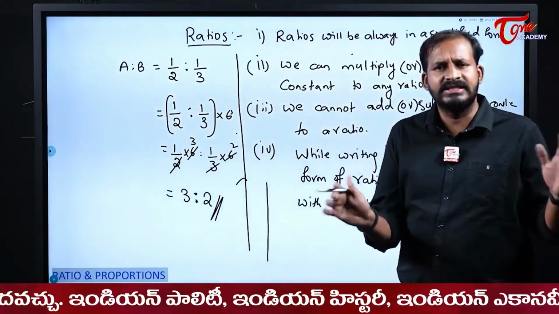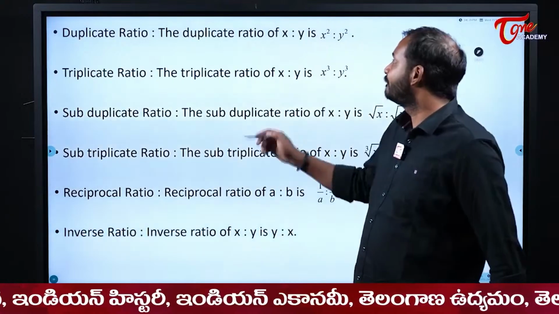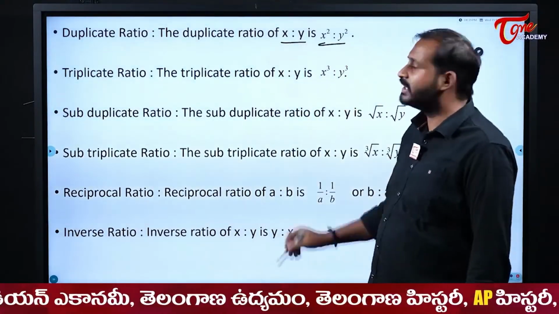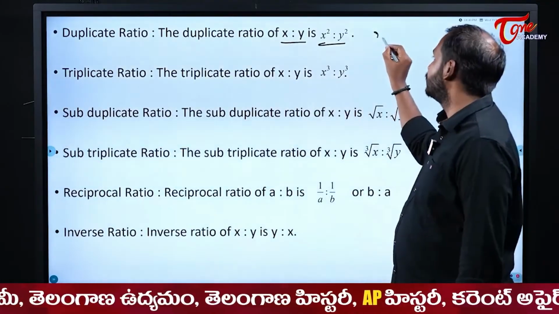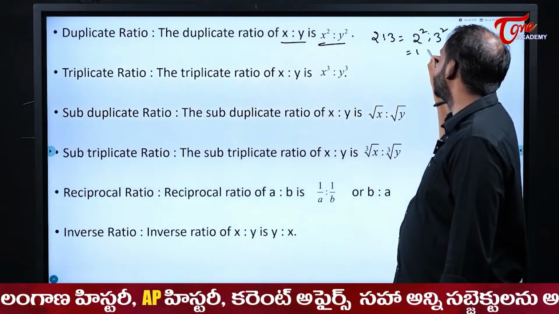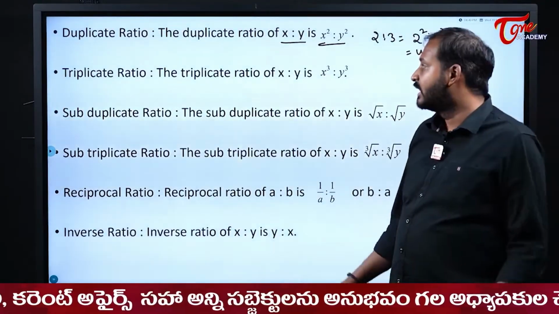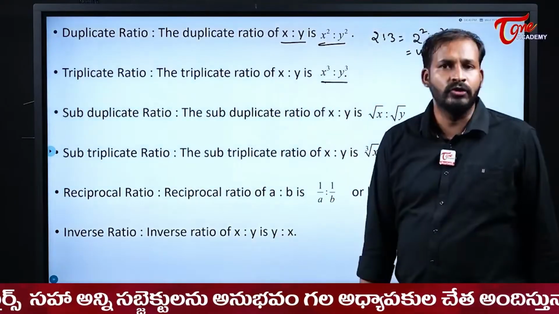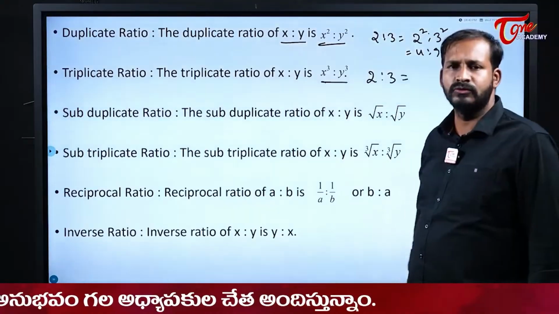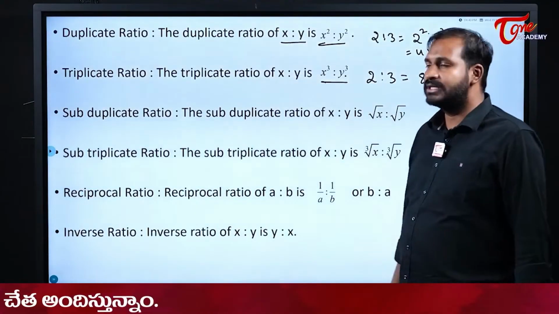Like this, we have some traditionally asked questions from these ratios. What are those? Please see here. Duplicate ratio means nothing but squares. If I want to write the duplicate ratio of 2:3, then it will become 2 square is to 3 square, which is 4:9. Understood? Duplicate ratio means squaring of the ratios directly. Next, triplicate ratio means similarly cubing of the ratios. For 2:3, the triplicate ratio is 2 cube is to 3 cube, which becomes 8:27. We call that the triplicate ratio.